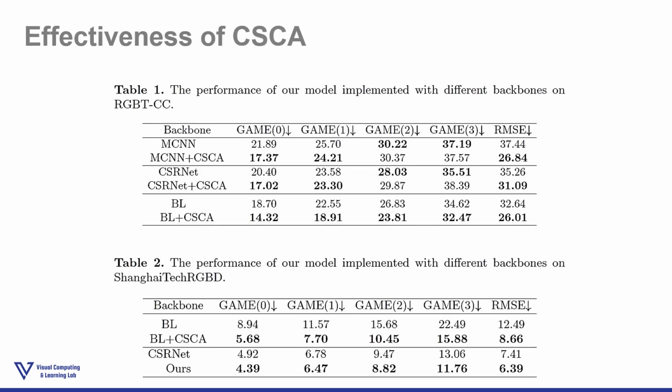To evaluate our method, we carry out detailed experiments on two cross-modal crowd counting datasets, RGB-TCC and ShanghaiTech RGBD benchmarks. To evaluate the effectiveness of the proposed CSCA module, we easily incorporate CSCA as a plug-and-play module into backbone networks, such as MCNN, CSRNet, and BL networks. We report the results in Table 1 and Table 2. In conclusion, all experimental results confirm that CSCA is universal and effective for cross-modal crowd counting.